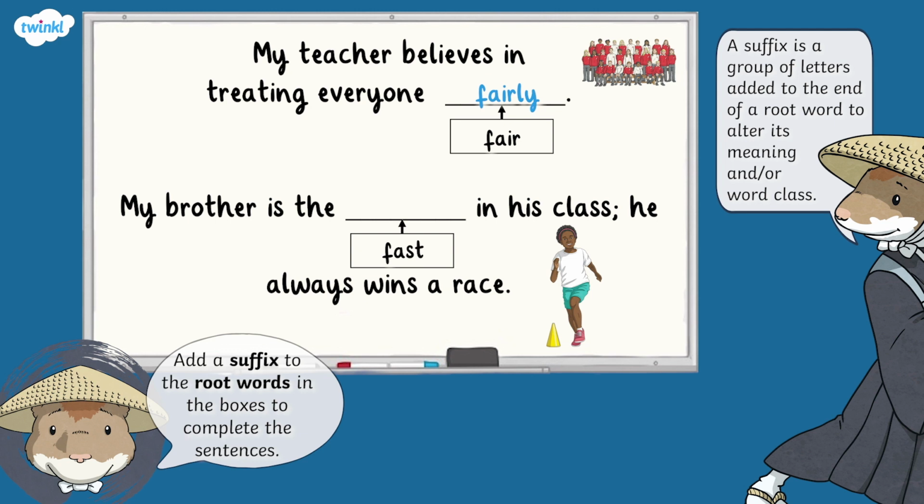Yep, that makes sense. The second sentence asks us to change the word fast, so it works in the sentence. We should add the suffix est to form fastest. Let's check that that makes sense in the sentence. My brother is the fastest in his class. He always wins a race. That makes perfect sense. Well done if you got those right.